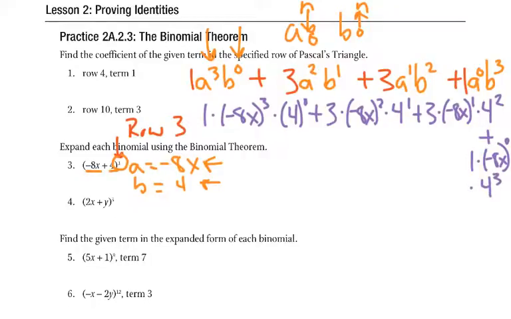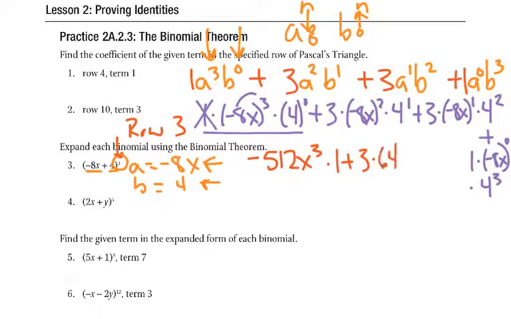Okay, then it just comes down to simplifying. So we need to figure out what's negative 8 cubed. Timesing by this 1, we can basically get rid of that, right? So if we get out our calculator and go negative 8 cubed, it is going to be negative 512 x cubed times 4 to the 0 is 1, plus negative 8 squared would be a positive 64, so 3 times 64 times x squared times 4. Okay, that's that term and this term.